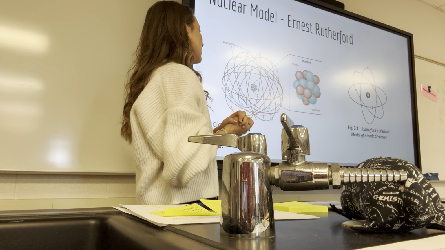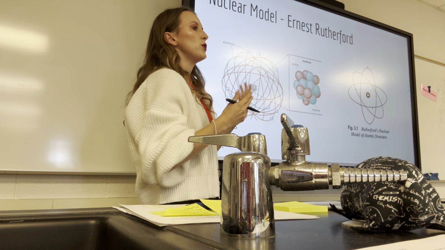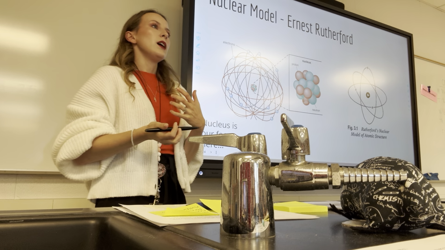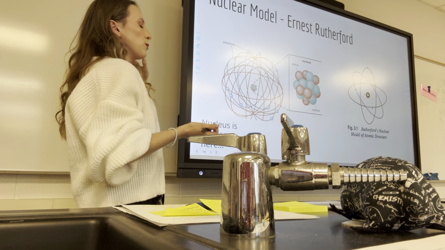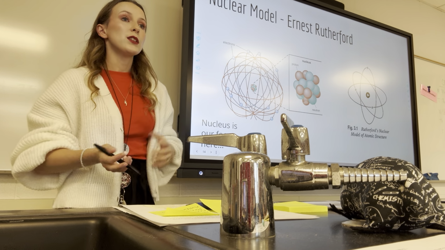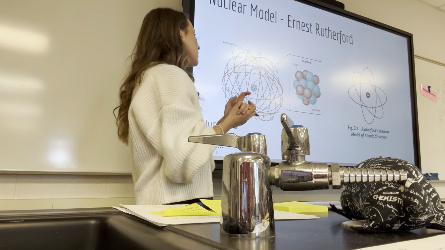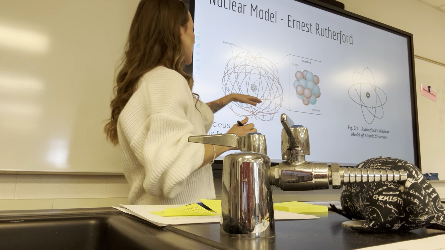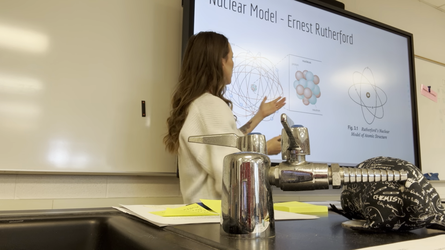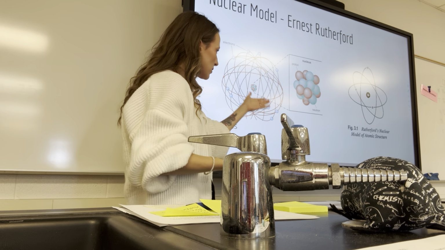This scientist discovered, I should say, that there is a central nucleus in the atom. The plum pudding model didn't really have a nucleus. There was some sort of positively charged matter. He didn't know what it was. Rutherford figured out that we do have a nucleus that's composed of our protons and our neutrons.